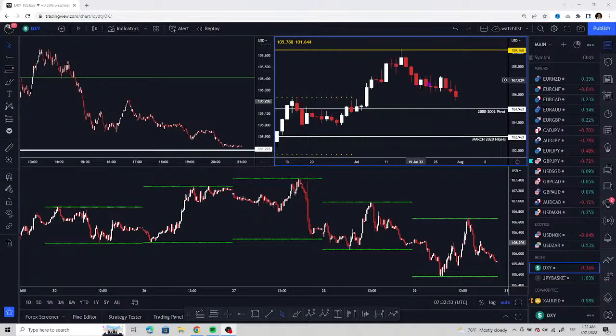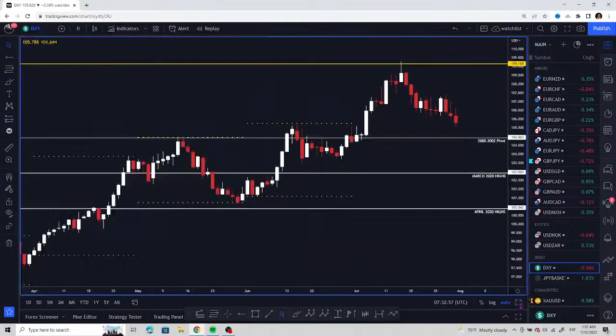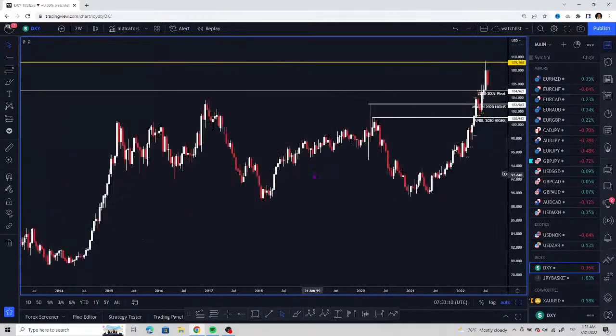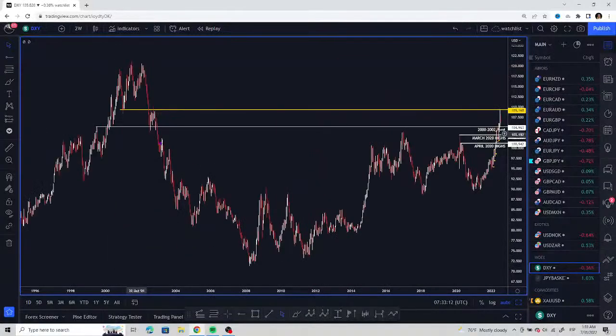Let's talk about the US dollar, right? So we are going to look at the DXY, on the daily chart. I am looking at that 2000 to 2002 pivot point. Let me just show you quickly what I'm talking about on the 2 week chart. I'm talking about this key level right here, right?